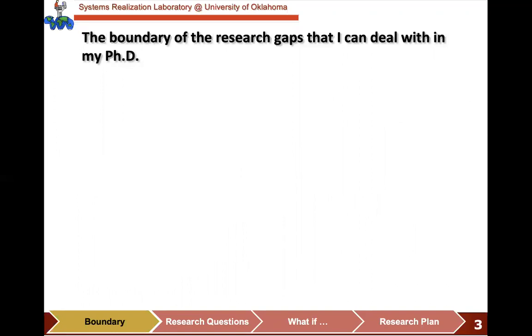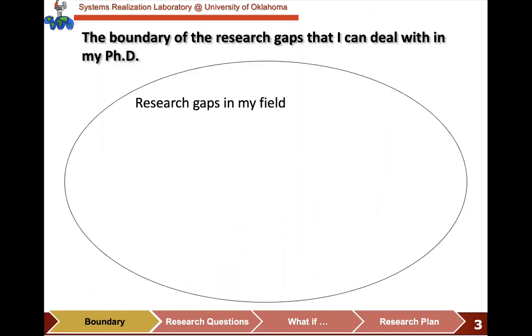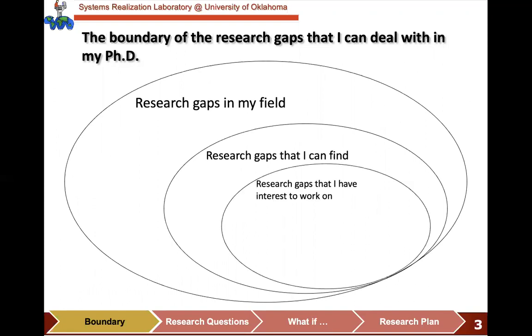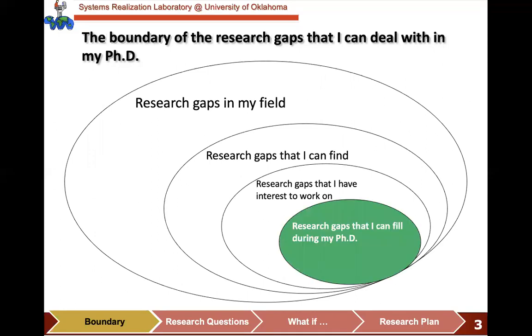First of all, the boundary of our research gaps. Here's the set of the research gaps in my field. And a smaller set inside it is the research gaps that I can find. And inside that are the research gaps that I have interest to work on. And finally, the smallest set is the research gaps that I can fill during my PhD. So I need to focus on the smallest set because I need to get my PhD, I need to have contributions, and I have limited time and energy.